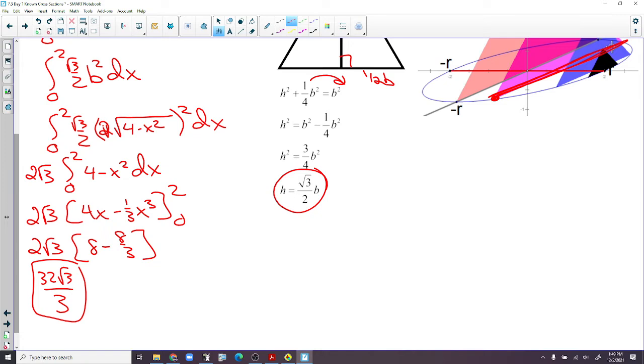I love this section. It's so cool. I love it. Tomorrow we're going to revolve stuff around the x-axis. That gets even cooler.